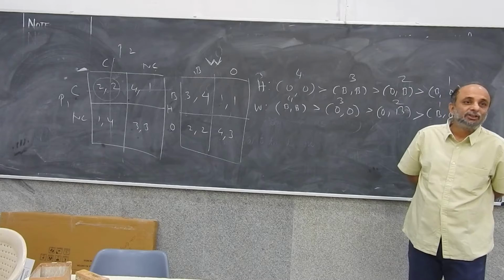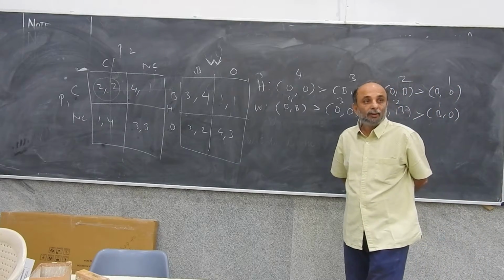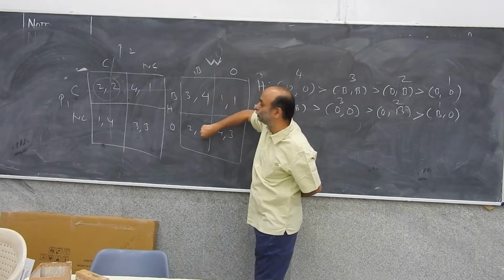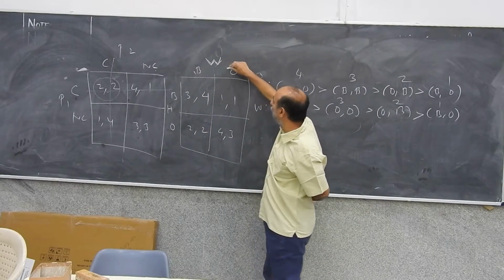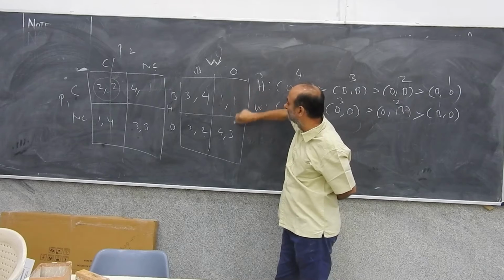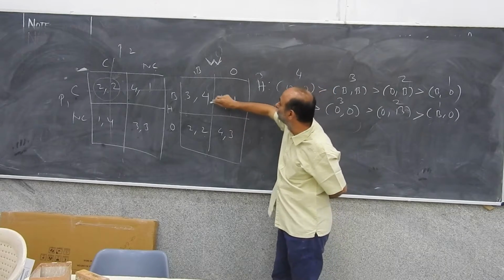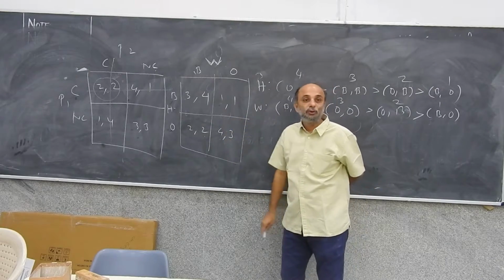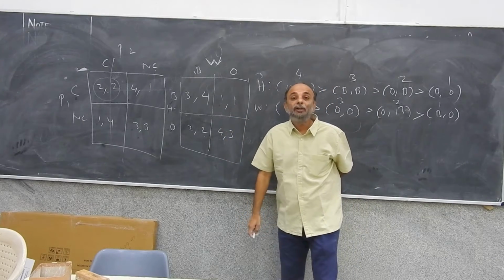Does the wife have a dominant strategy? No. Because if the wife chooses B, she gets either 4 or 2. If she chooses O, then she gets either 1 or 3. So she's better off choosing B only if the husband chooses B, but she's better off choosing O if the husband chooses O. So how does one think?